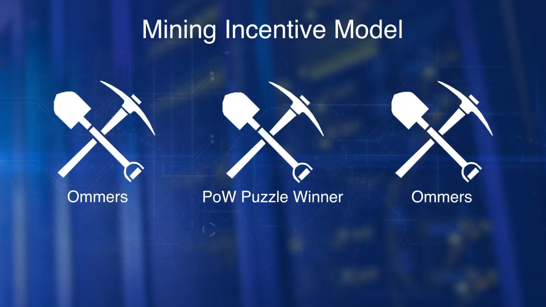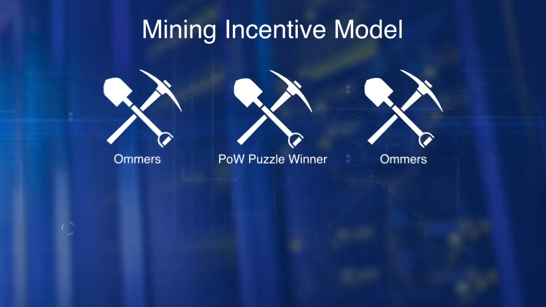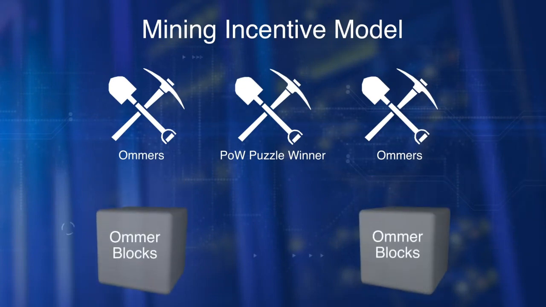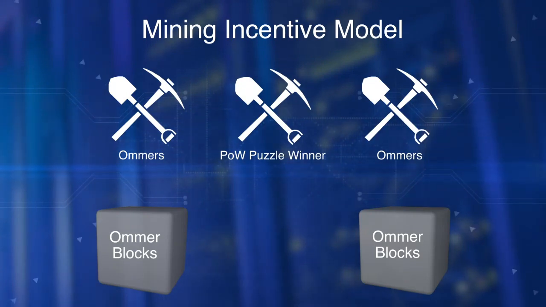There may be other miners who also solve the puzzle besides the winner. These miners who solved the puzzle but didn't win the block are called omers. The blocks created by them are called omer blocks. These are added as omer blocks or side blocks to the main chain. Omer miners also get a small percentage of the total gas points as a consolation and for network security.